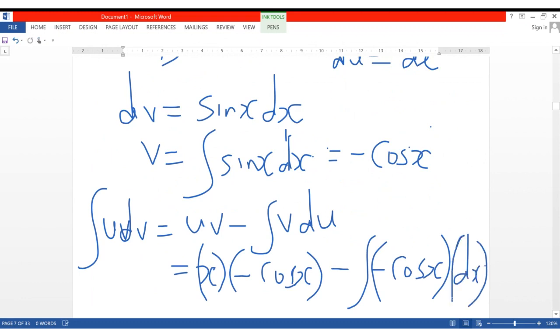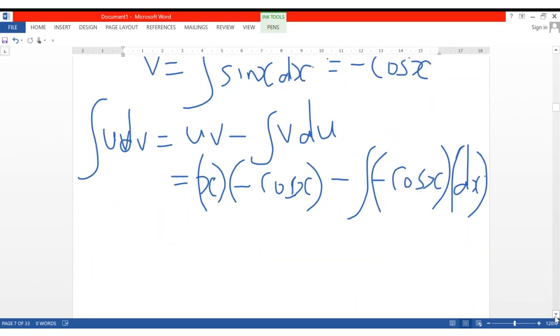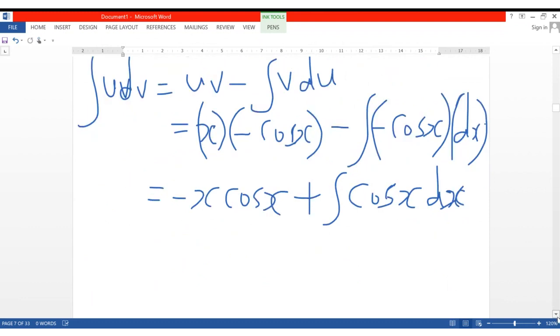I open up the bracket again. Let me see what I'll get when I open up the bracket. I'll get negative x cos x, a negative times a negative, plus the integral of cos x dx. Now you can see we don't have any product. There's no need of using integration by parts. We only use integration by parts when you have a product of two functions. So what we have here is just a trigonometric function that we can easily integrate.